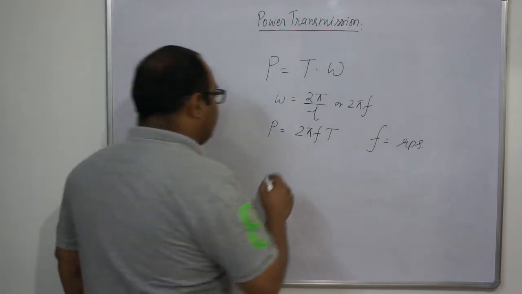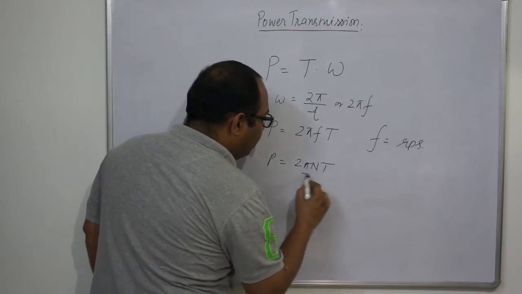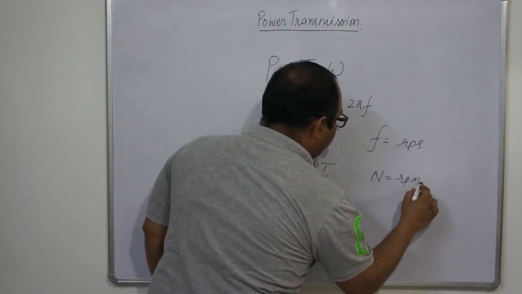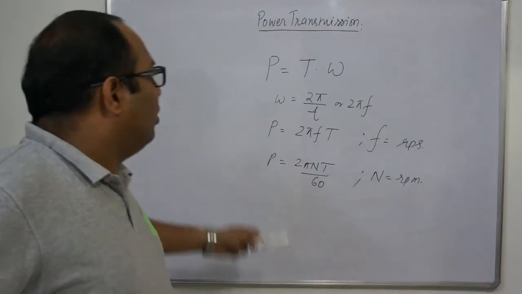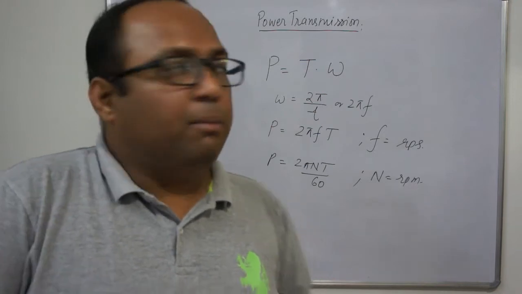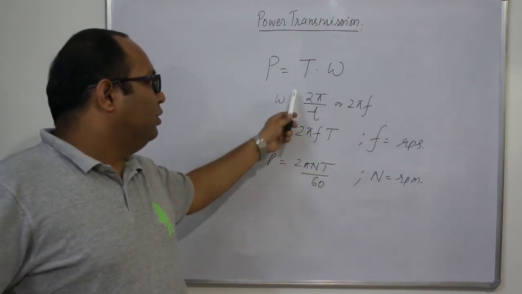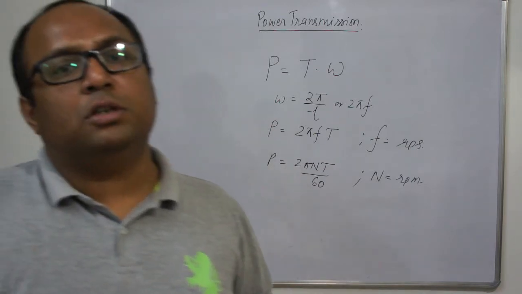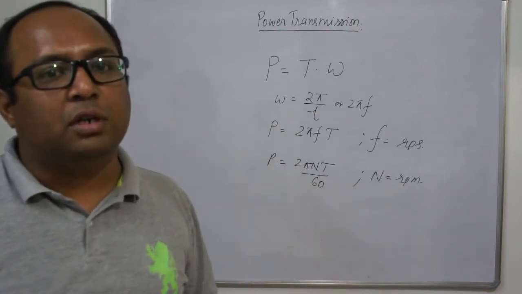The second formula which we use is power equals 2 pi nT divided by 60, where n stands for RPM. So there are two formulas for power, but basically they have all been derived from the same formula, power equals torque into angular velocity. If you replace omega by 2 pi f, it gives you a relationship between revolutions per second and power, and the third one gives RPM. RPM stands for revolutions per minute.